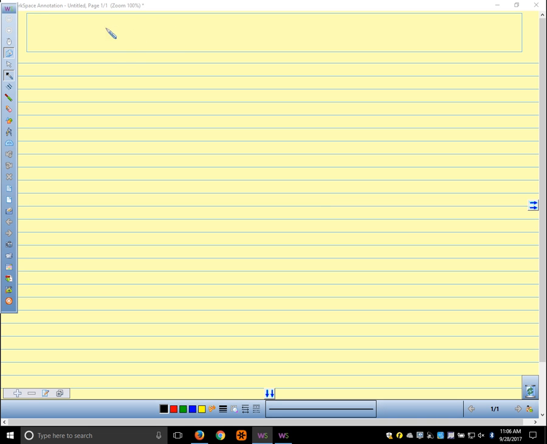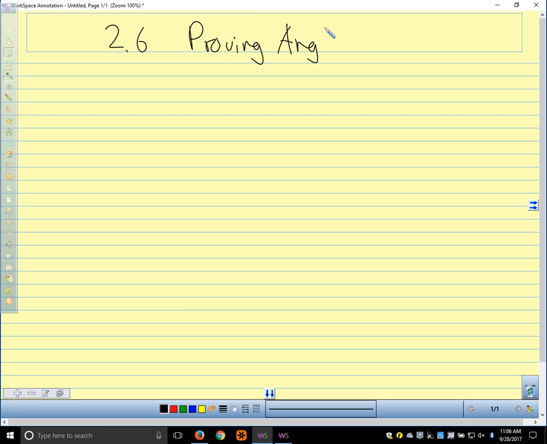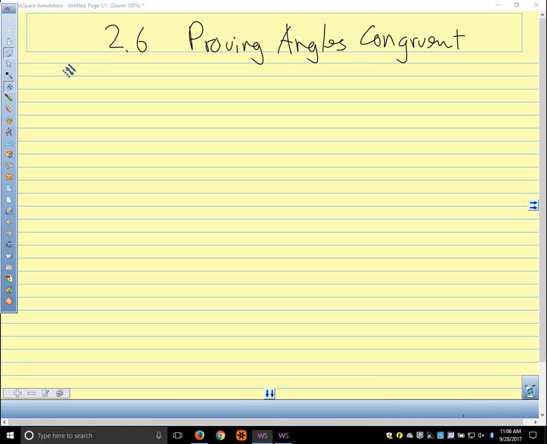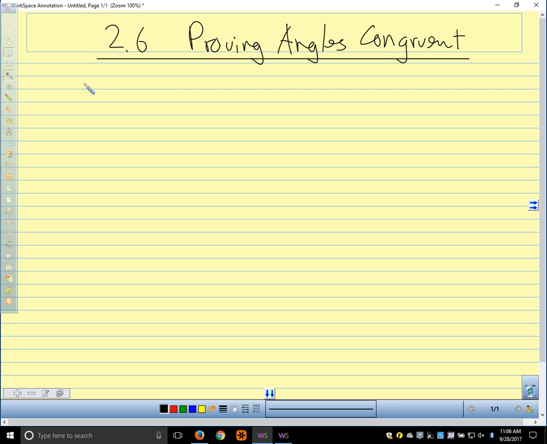So we're in section 2.6, our last section of the chapter. Before we jump into the stuff about the angles, I want to talk about when we prove things. Once we prove something, we call it a theorem.